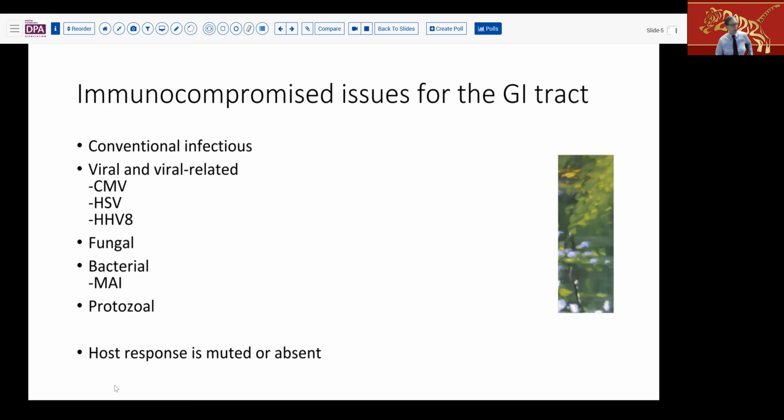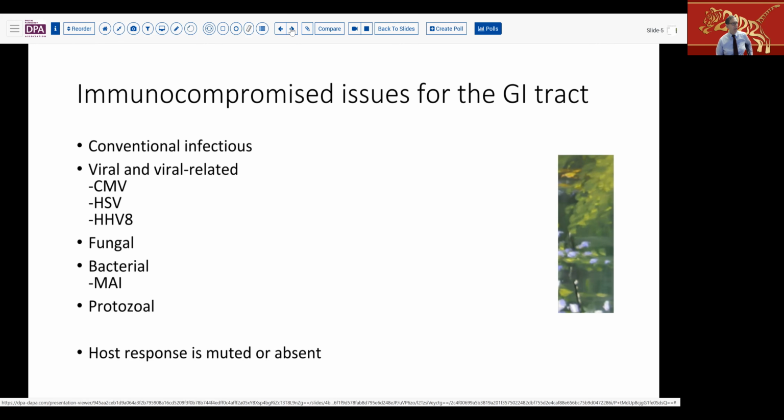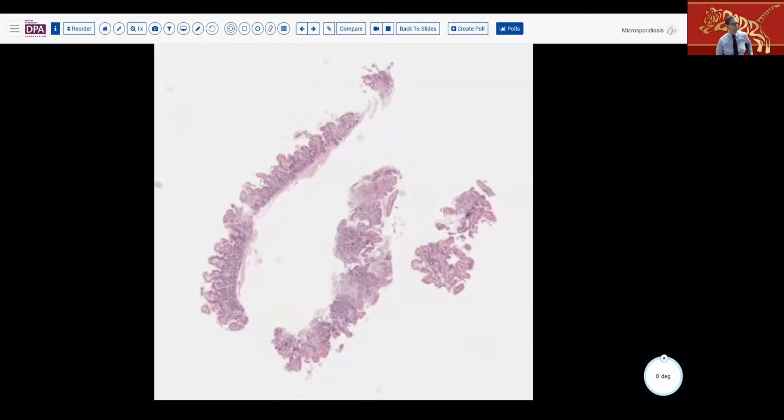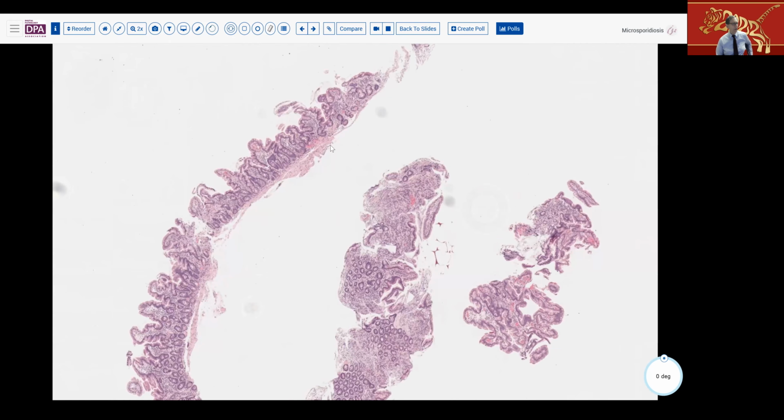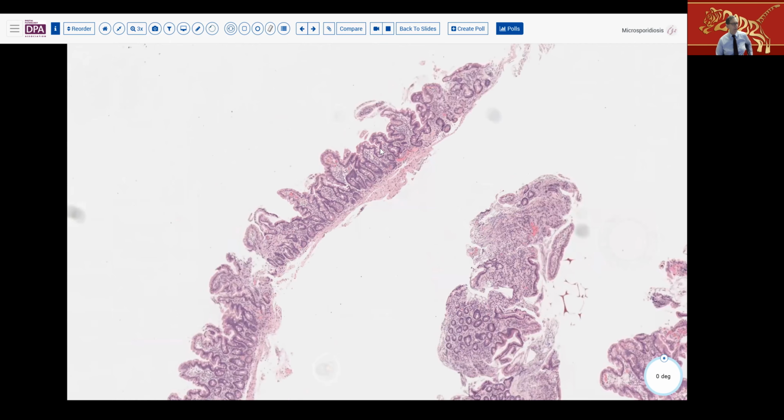And of note, particularly in many of these HIV patients with low CD4 counts, their inflammatory response is very muted or almost absent. And so we may see things with just pure culture almost of microorganisms, whether that's Cryptococcus or some other entity. So our biopsies came from the duodenum, as you can see here, some nice villus architecture. A little bit of inflammation, but no obvious focal lesions.